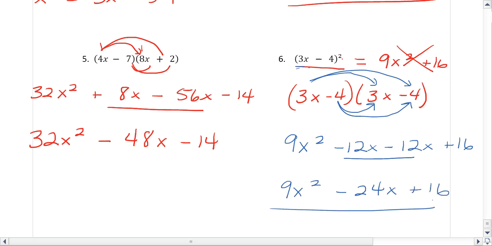All right, now you have the knowledge you need for foiling, so have fun with math.